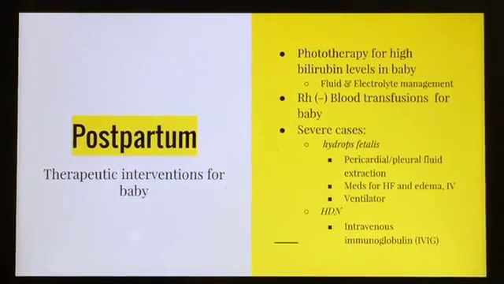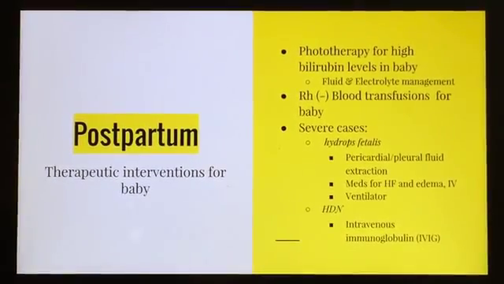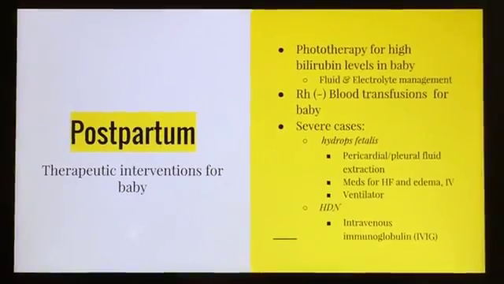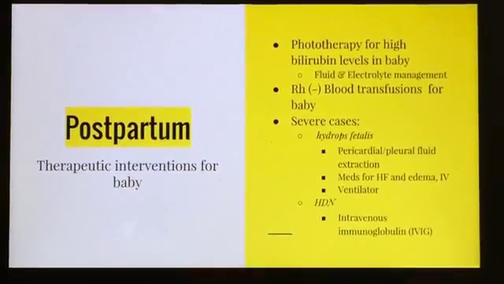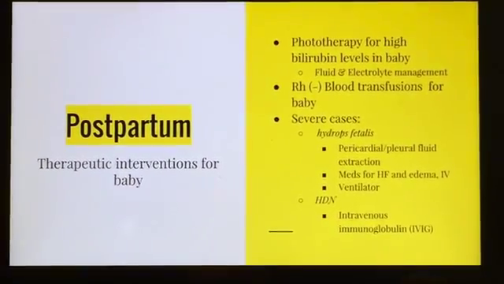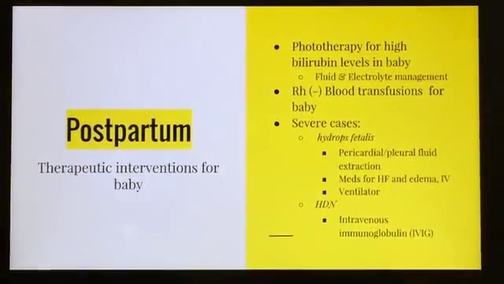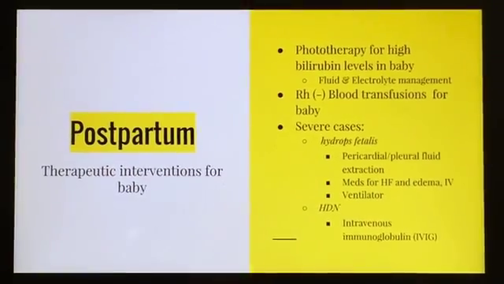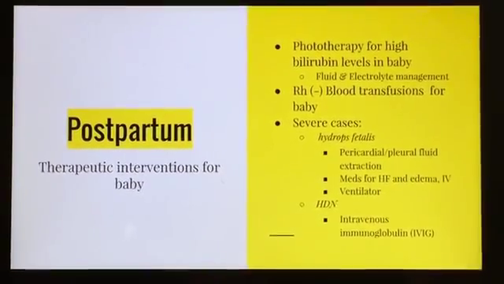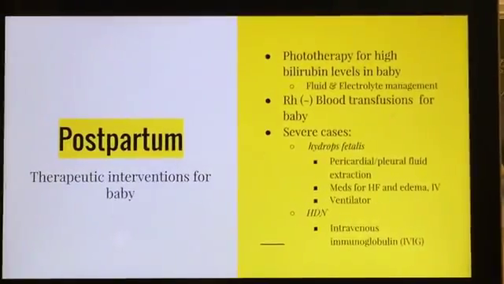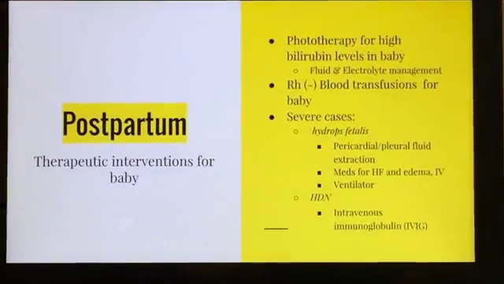In severe cases of hydrops fetalis and hemolytic disease of the newborn due to the RH incompatibility, there may be some action around clearing the fluid that can build up around the lungs, so pleural fluid extraction, and medications possibly if there is severe edema. IV fluids are usually recommended for the baby for hydration. Sometimes in worst cases, the baby may need to be on a ventilator for breathing support. And with hemolytic disease of the newborn, sometimes intravenous immunoglobulin is recommended.